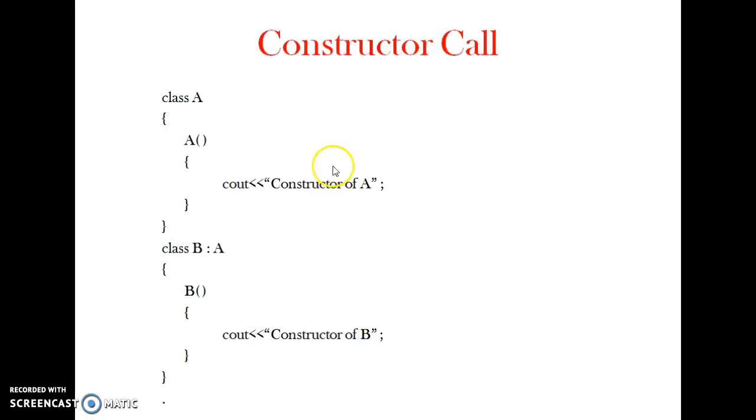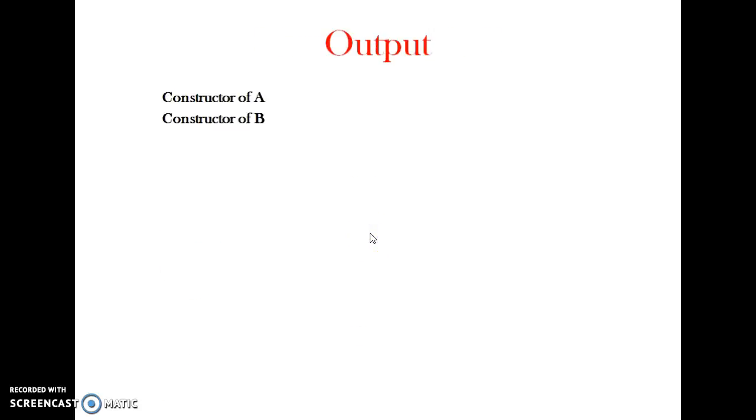The call to constructors. Now A class is there with the default constructor, and only one statement is written in that constructor of A, and B class is derived from A class which also has a default constructor, and it contains only a single statement, constructor of B. Now we'll see how the constructor call will be done when an object of class B is created.